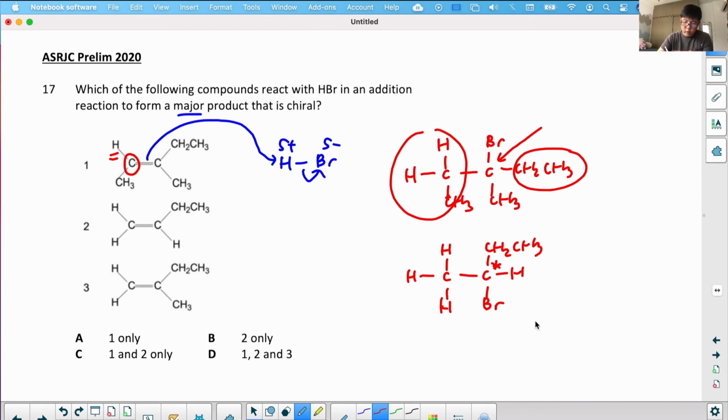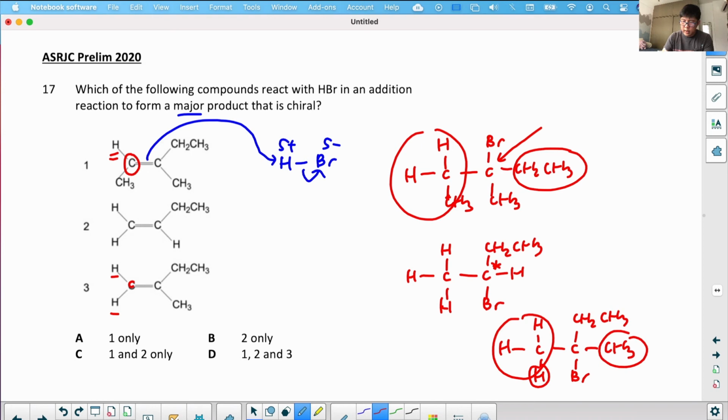Okay, follow Markovnikov's rule again. I put a H here, can you see? Put a H here because this carbon has more H's. It's 2. Right, so the Br will go here. This is CH2, CH3, and this is CH3. So is this carbon chiral? It's not. Okay, it's definitely not chiral because it's CH3 and this CH3. This carbon here is not chiral.